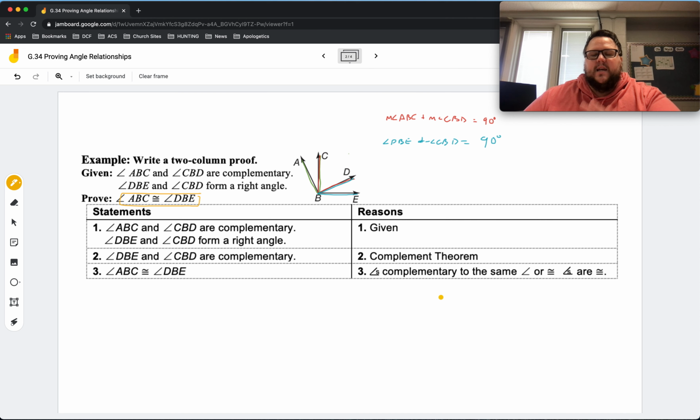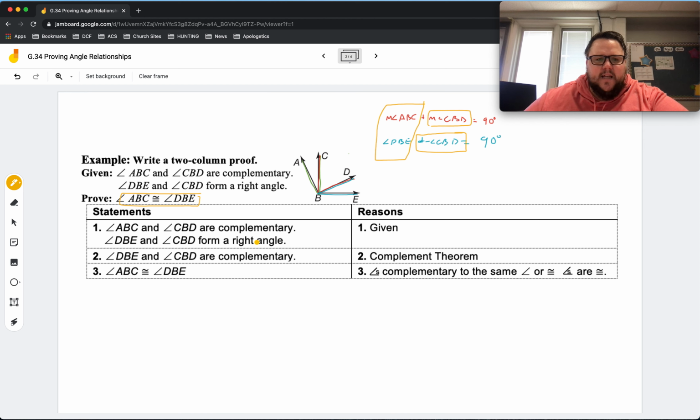So before I even look at the proof, I want you to understand what's going on here. Angle ABC plus CBD is 90 degrees. That's given to us. DBE plus CBD is equal to 90 degrees. That's also given to us. So if you notice, we have CBD here and CBD here, and then we have 90 degrees, 90 degrees. That tells me that ABC has to equal DBE.